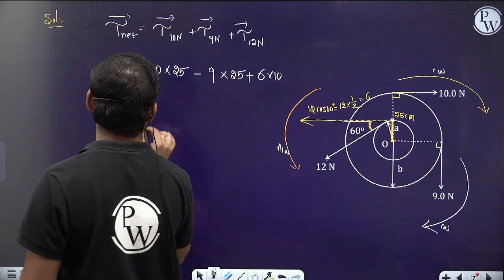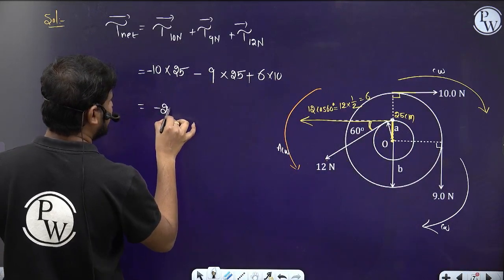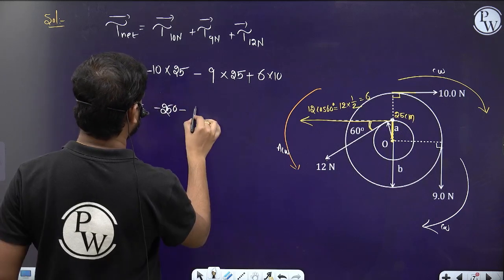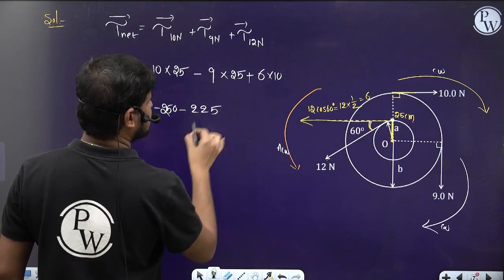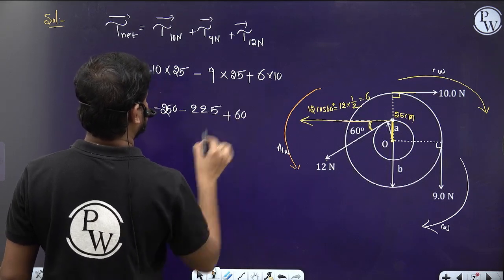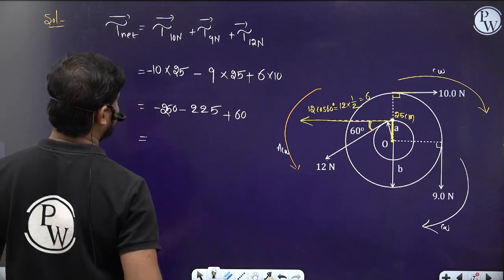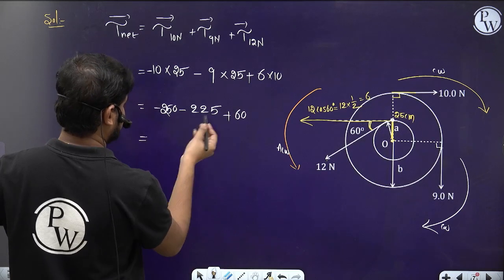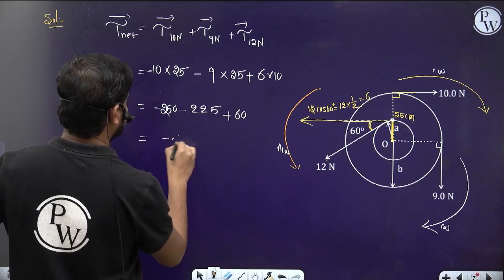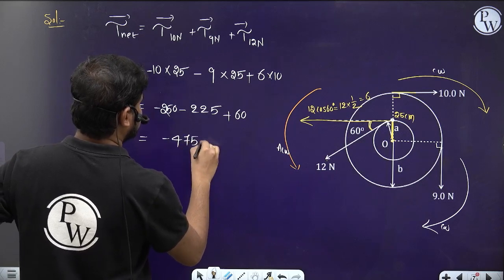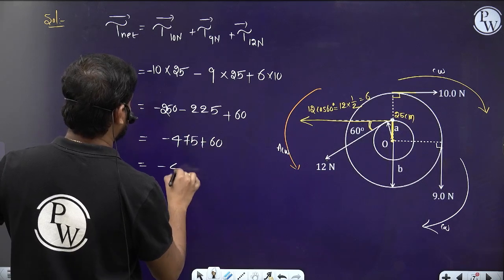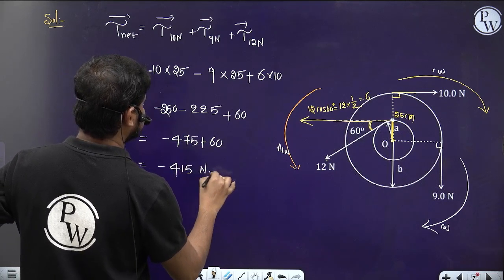Hope you guys are understanding now. So this is minus 250 and then minus 225, plus 60. What will be the total answer? Here we can write 250, 500. So 500 minus 475 plus 60, right? So from here, minus 415 Newton centimeters.